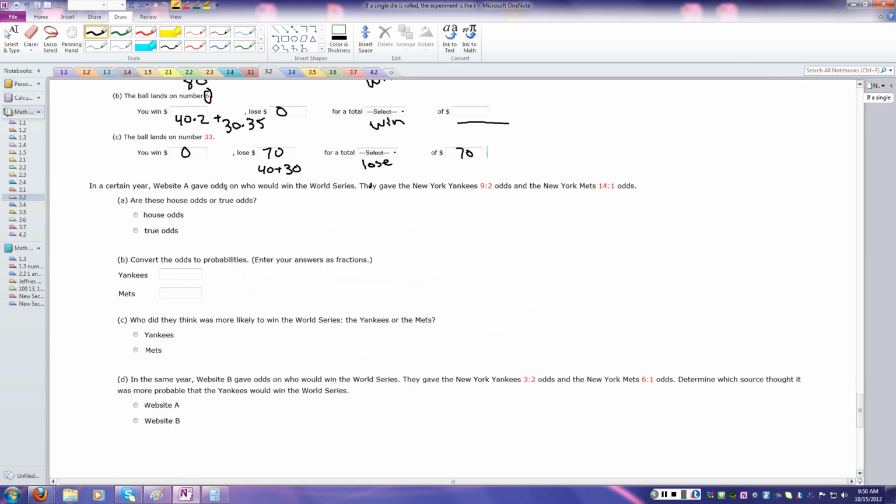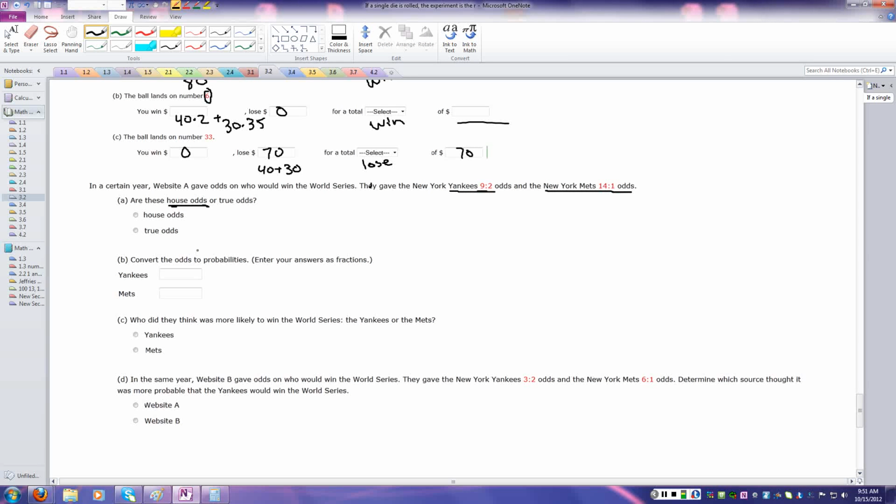So one thing we didn't really talk about is house odds or true odds. Pretty much you're going to have house odds on everything unless it's like flipping a coin or drawing cards or rolling a dice. So if you ever talk about, like, if you go to the racetrack or if you go and look at betting on games, that's always going to be the house odds. So New York Yankees odds of winning are 9-2, and the New York Mets odds of winning are 14-1.